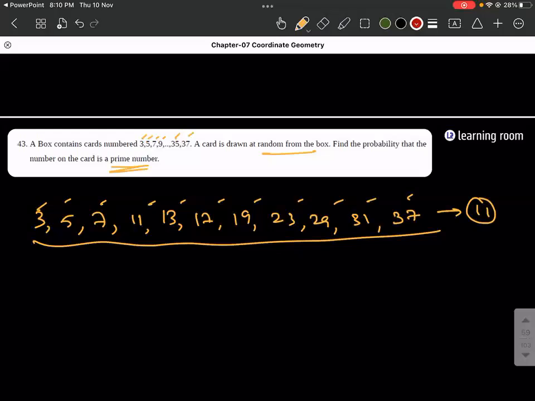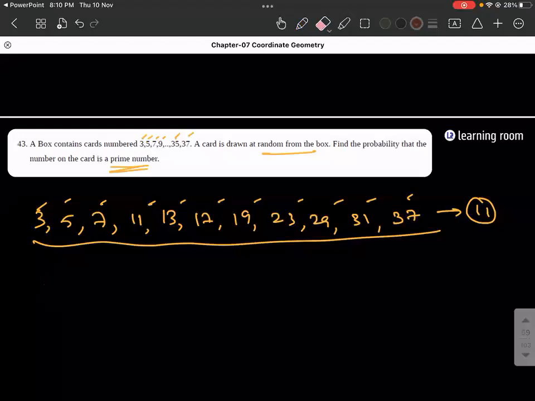11 out of, from 3 to 37, how many numbers are there? 34. 37 minus 3 is 34. But each number is separated by a common difference of 2. Is arithmetic progression over? Yes or no? Everybody knows arithmetic progression.